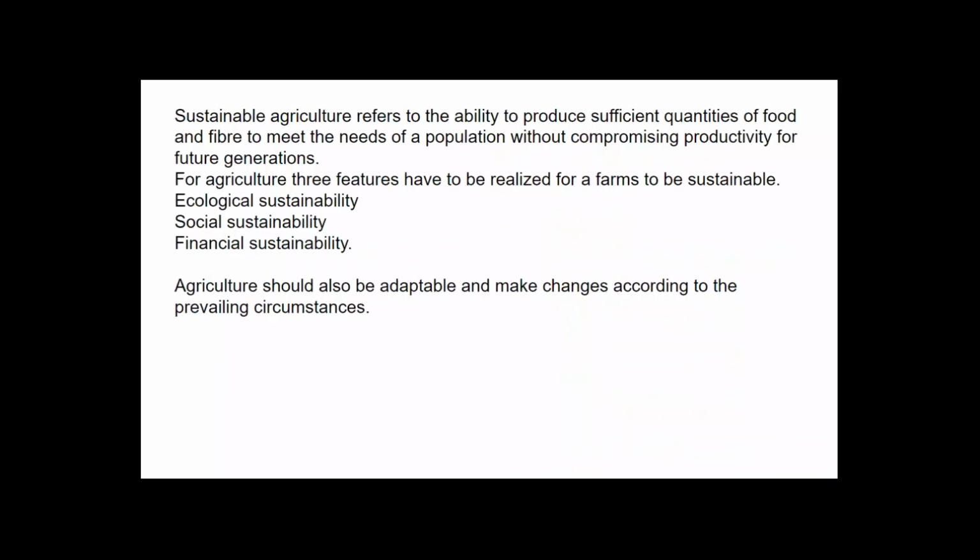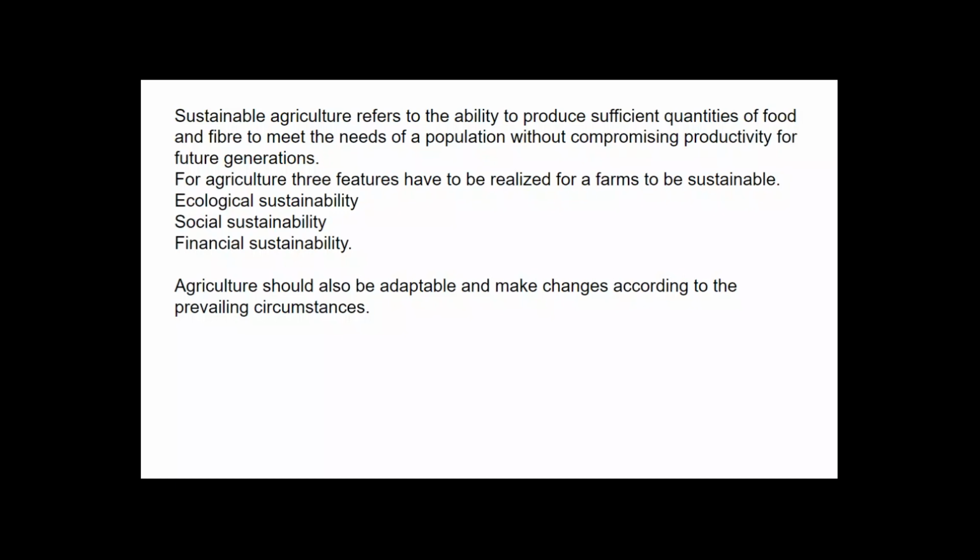Now, sustainable agriculture refers to the ability to produce sufficient quantities of food and fiber to meet the needs of a population without compromising productivity for future generations. We need to know this, as we might be asked to define sustainable agriculture. It's able to produce sufficient quantities of food and fiber to meet the needs of the population without compromising the productivity for future generations.